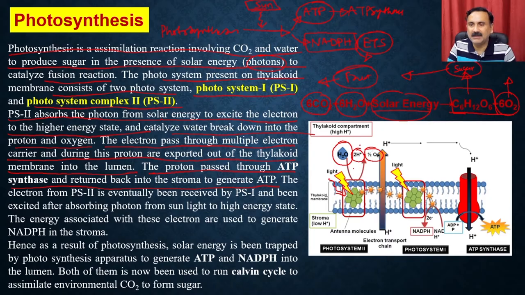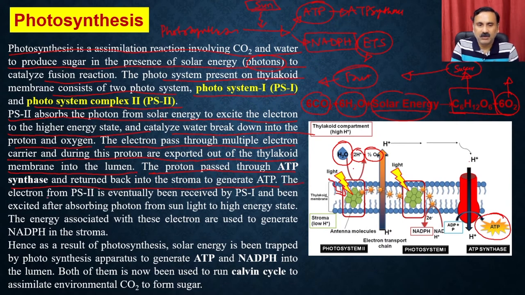So what happens is that the protons are going to be accumulated on this side, and then they will pass through the ATP synthase, and that's how it is going to generate the ATP into the lumen.